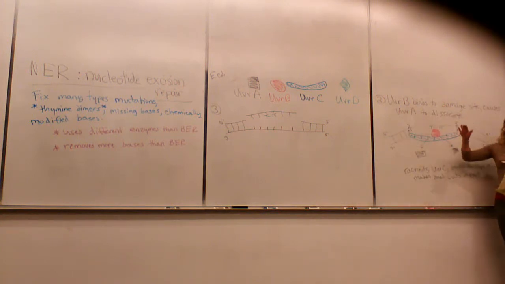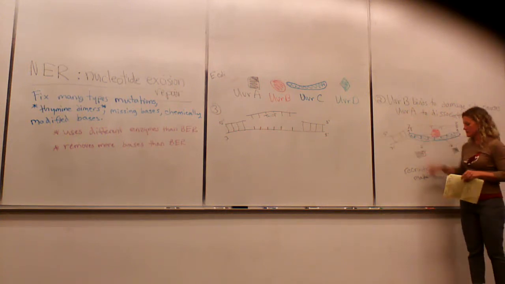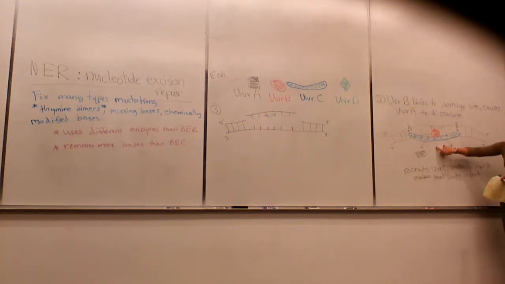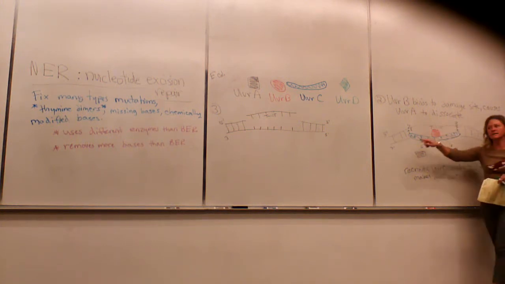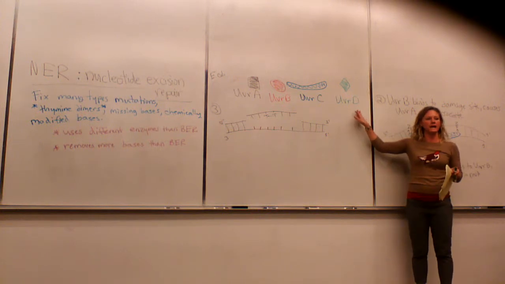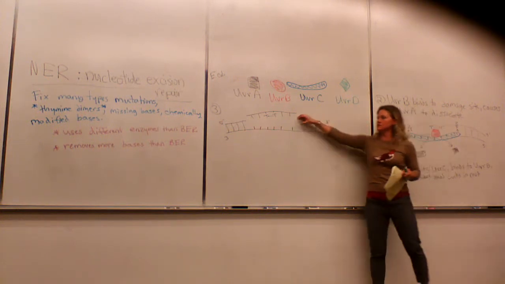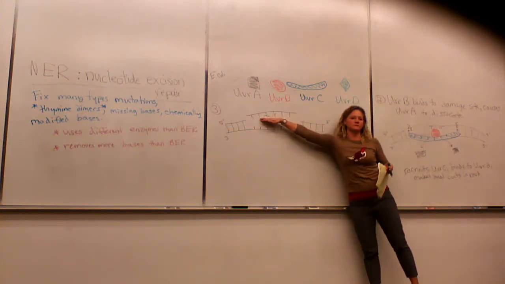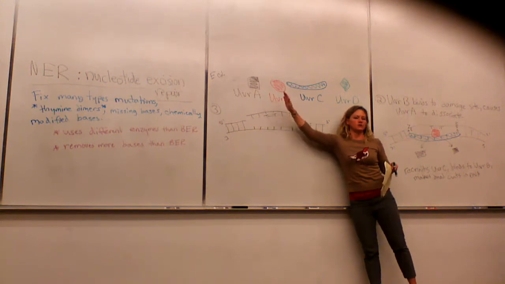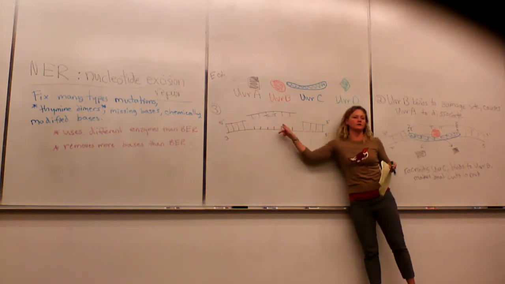So to fully get this apart, I just drew it kind of floating midair there, but we need the help of UVRD. Okay? So after C makes the nick, the cut, D is a helicase. So D acts as a type of helicase, so it's going to chug in here and lift off that single-stranded chunk. So it's going to disassociate, it's going to break those hydrogen bonds between the nucleotides.